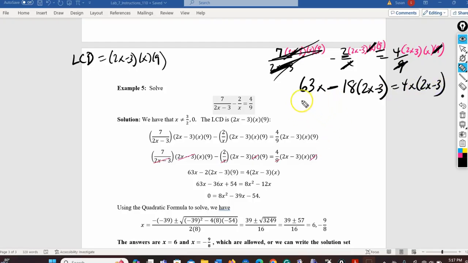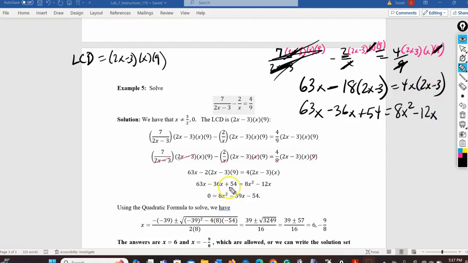Okay. So now I'm going to have 63x. And I'm going to distribute the negative 18 through. Negative 18 times 2x is minus 36x. And negative 18 times negative 3 is going to be positive 54. And here I'm going to distribute the 4x through. 4x times 2x is 8x squared. And 4x times negative 3 is minus 12x.